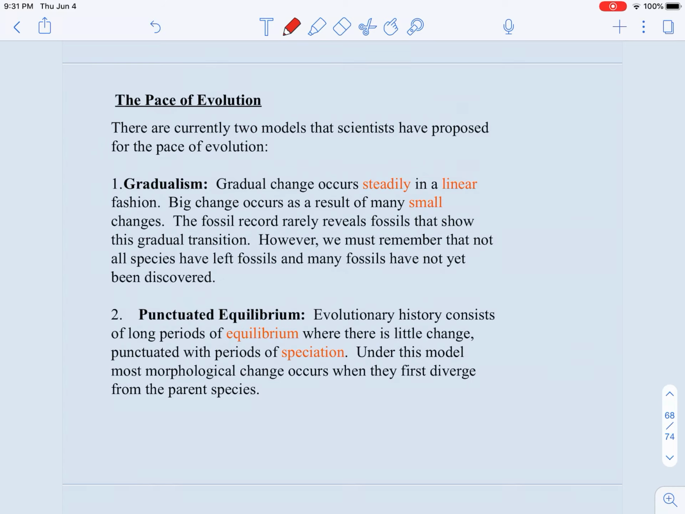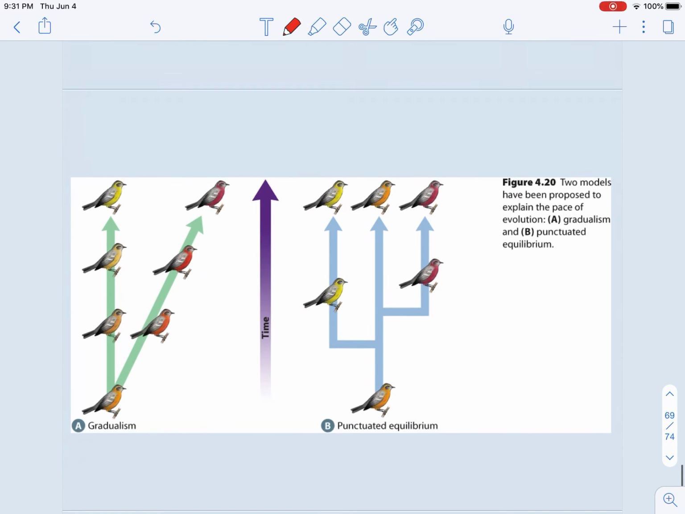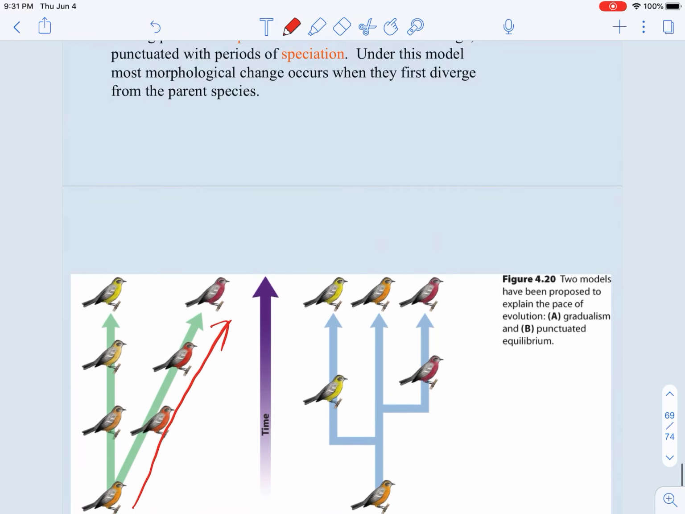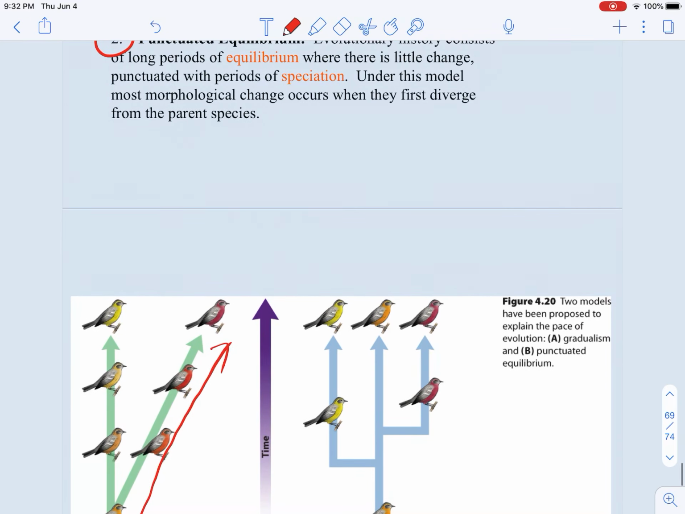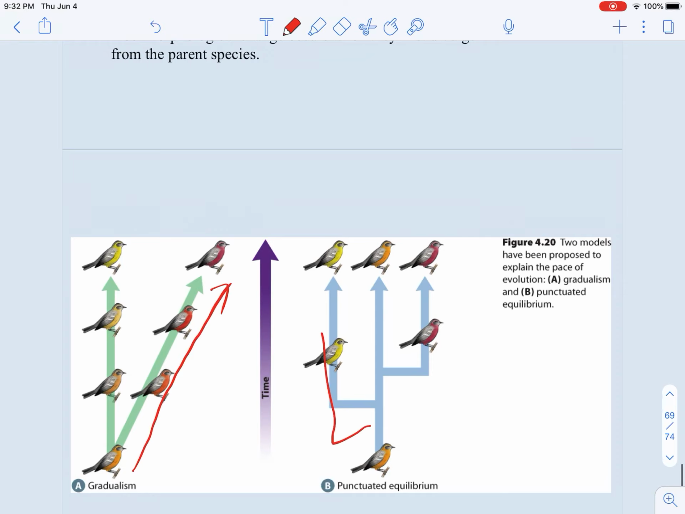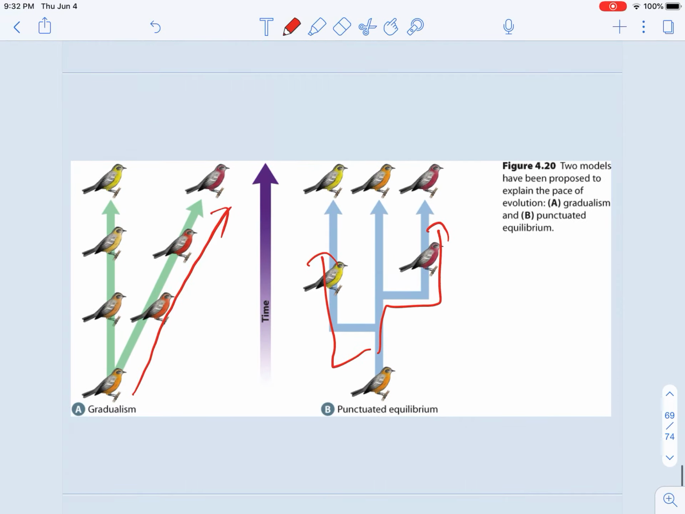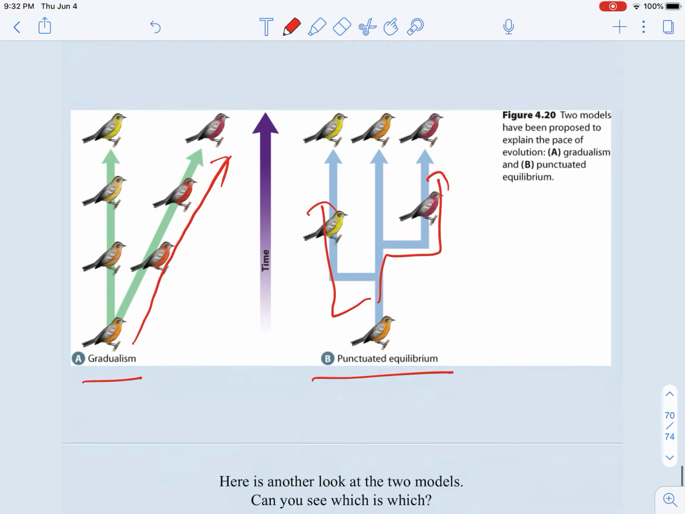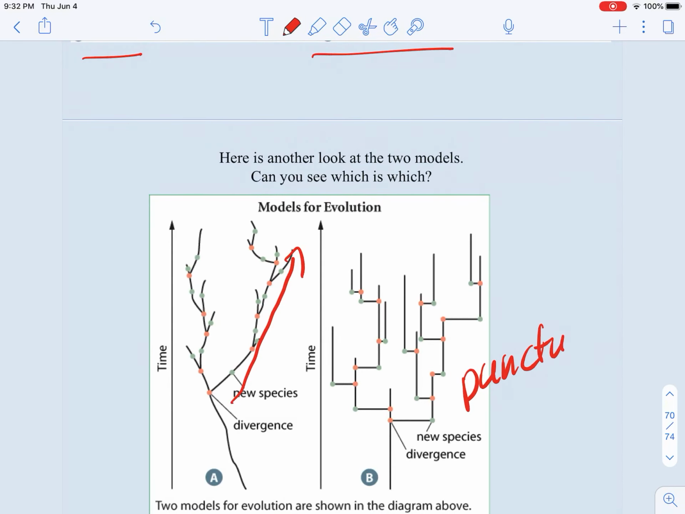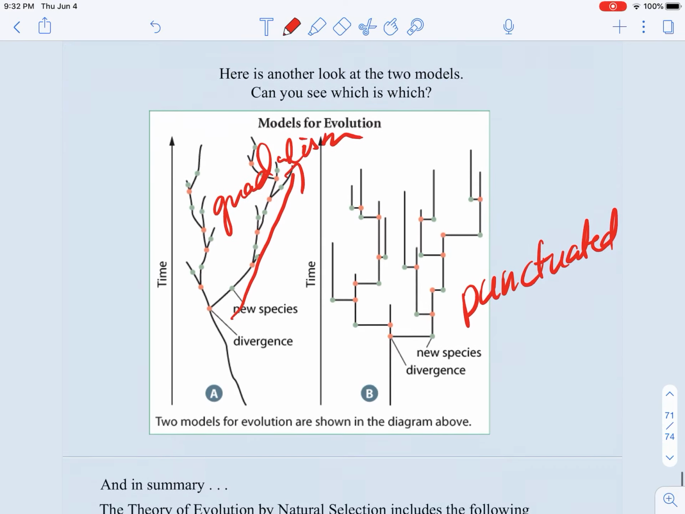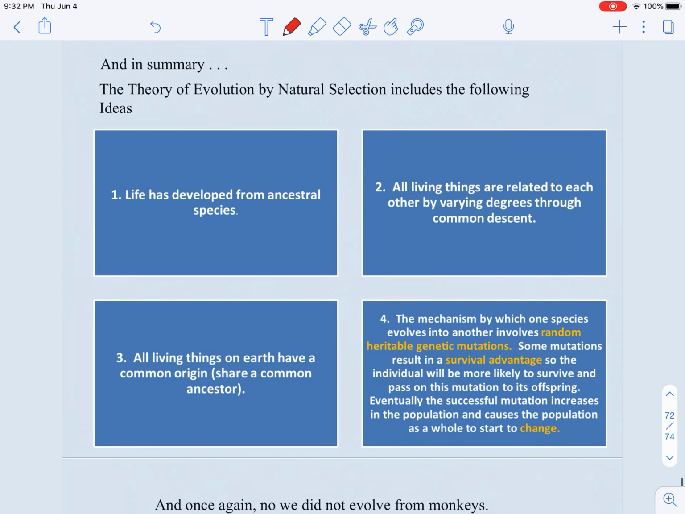And the last concept, guys, for this lesson is that the pace of evolution can either be something that's gradually happening in a linear pattern, where, as you can see here, one turns into the next, or it can be punctuated equilibrium, where there are periods of no change, and then it's punctuated with some speciation and change. So whenever you see this more jagged looking depiction of speciation, you would call this punctuated and this one gradualism. So looking down here, you would say this one is the more gradualism type, and this is the punctuated type of model of speciation.